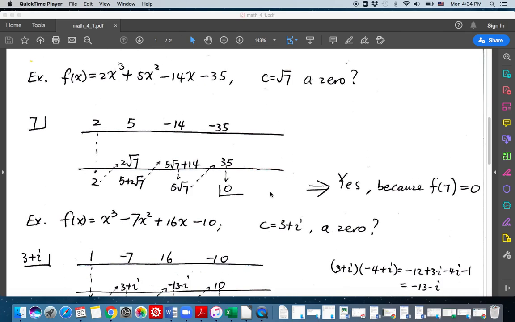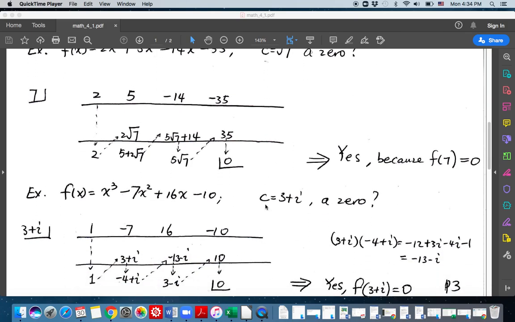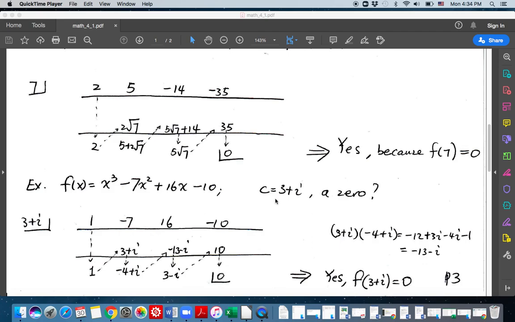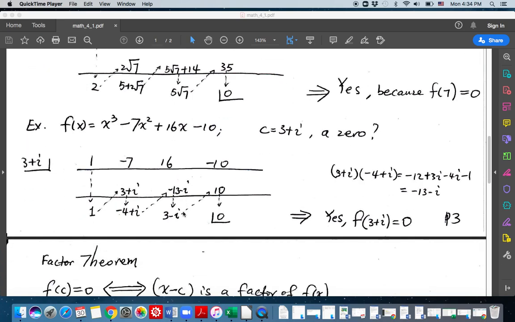Synthetic division not only works for rationals and irrationals, it works for complex numbers as well. As I said earlier, the process is the same. It's just that algebraically, you have to deal with complex numbers, so computation-wise, it's going to be slightly more complicated. Okay, so you bring down the leading coefficient.